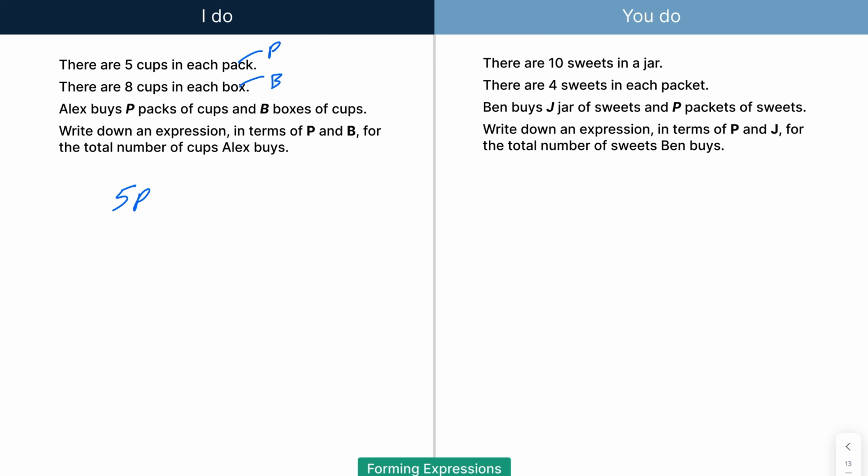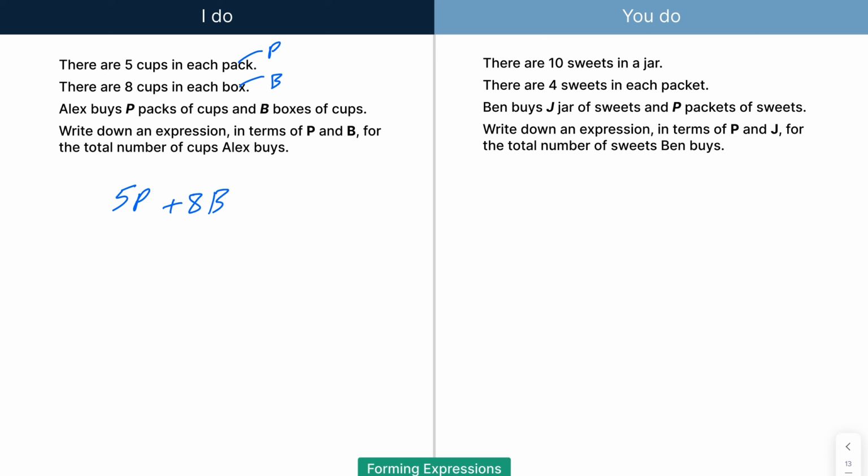And it's the same for the boxes. If you were to buy 2 boxes, that would be 8 times 2. If you were to buy 5 boxes, that would be 8 times 5. So we're just multiplying 8 by the number of boxes. So we can just do plus 8b. That is our expression there.